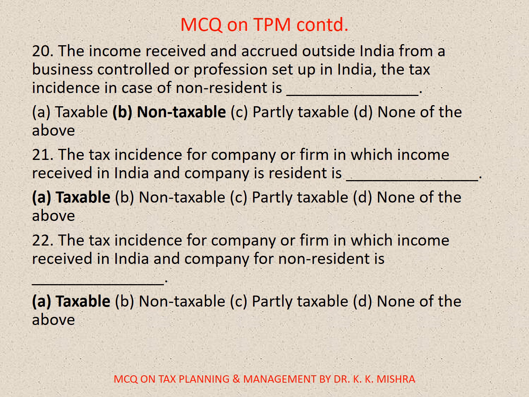Question number 21. The tax incidence for company or firm in which income received in India and company's resident is dash. A. Taxable, B. Non-taxable, C. Partly taxable, D. None of the above. Correct option is A. Taxable.